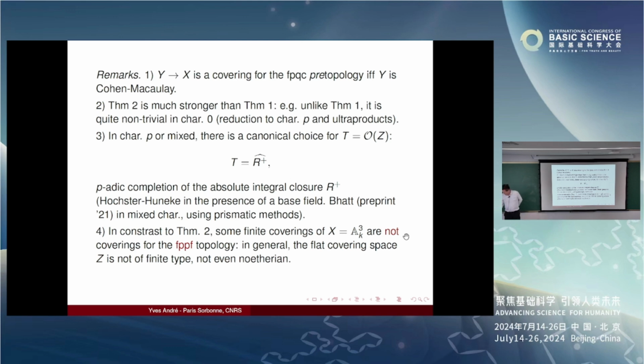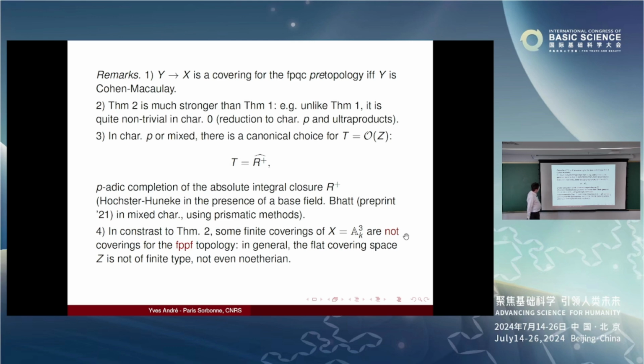The second remark is that this theorem is much stronger, in fact, than the first theorem. Already in characteristic 0, the first theorem is trivial. This is just this trick of taking the trace and dividing by the degree, you get a linear section. Here, to prove that there is always this Z, so that Z over Y over X, the composition is faithfully flat, to find this Z is really difficult. And in fact, there is no other known proof than using reduction to characteristic P and some ultraproduct techniques. So the characteristic 0 case of theorem 2 is more difficult than the characteristic P case. And of course, the mixed characteristic is even more complicated.